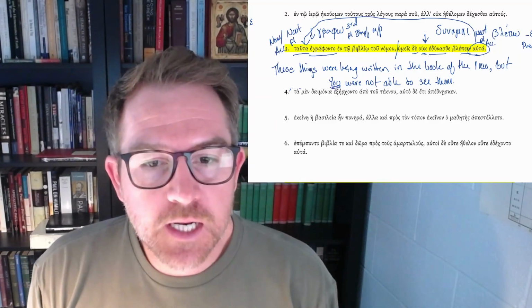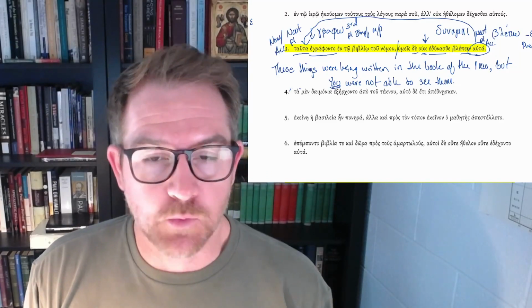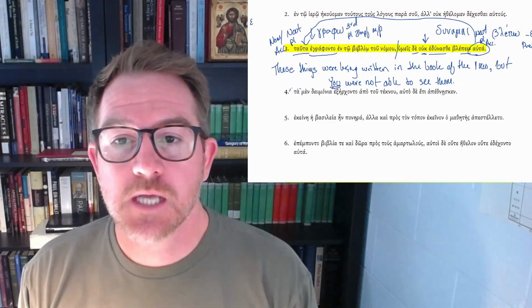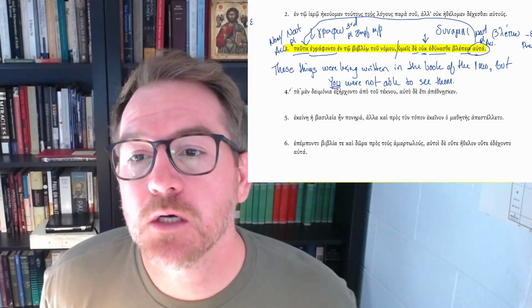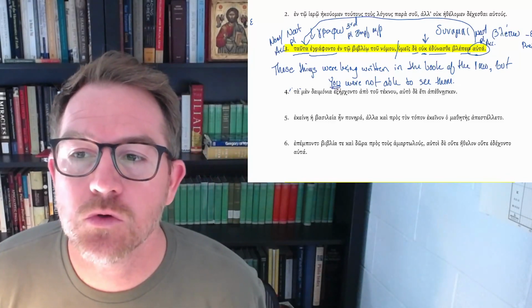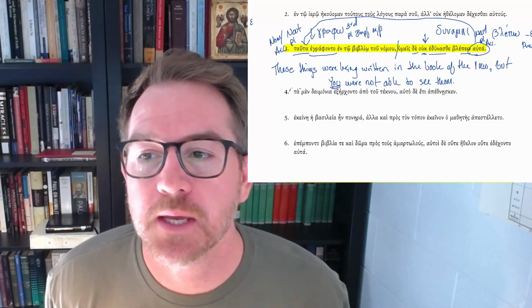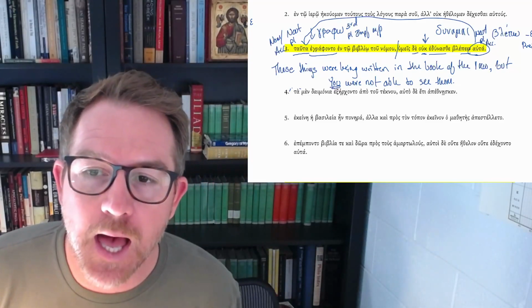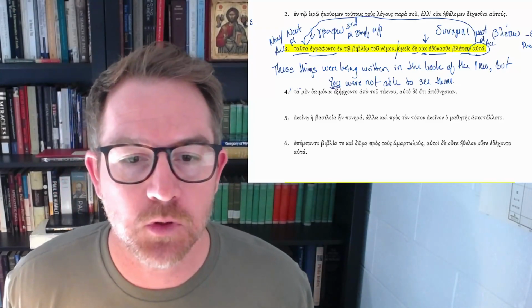Now, it could be a different antecedent. We'd have to know more context, but we don't have more context because this is a made-up sentence. So how would I translate this sentence? Tauta egraphonto en to biblio tou nomou, humeis de ouk edunasthe blepein auta. These things were being written in the book of the law, but you were not able to see them.